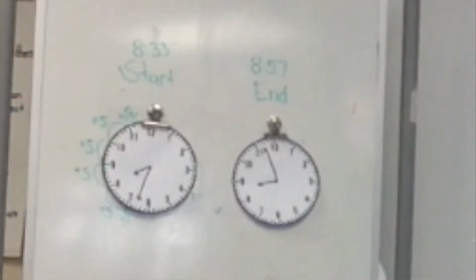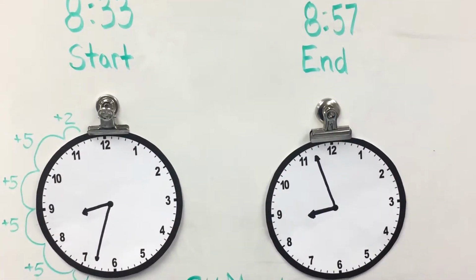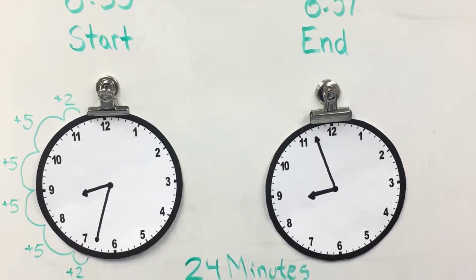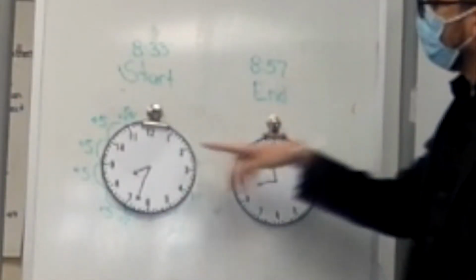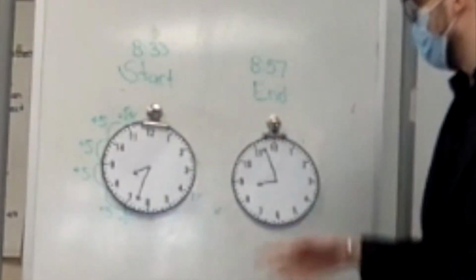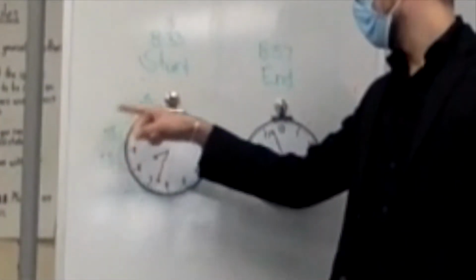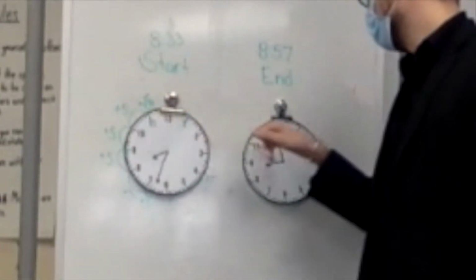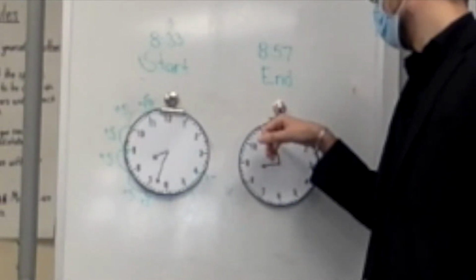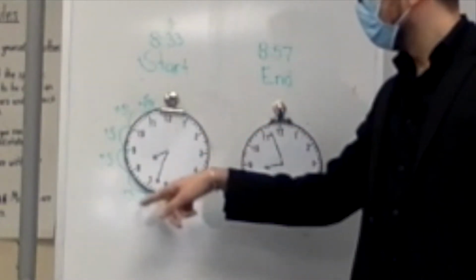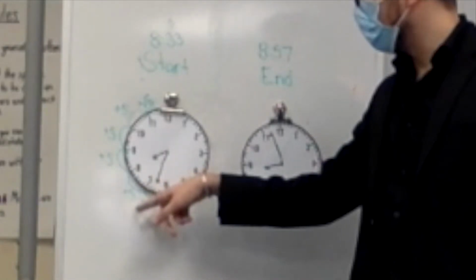We use clocks. And we use this clock first. And what time is it on this clock? 8:33. And then what time do we put on this clock? 8:57. So all we had to do was see how much the minute hand traveled till it got all the way to the 57 mark on this one. You saw that the minute hand went 2 minutes to get to the 7.